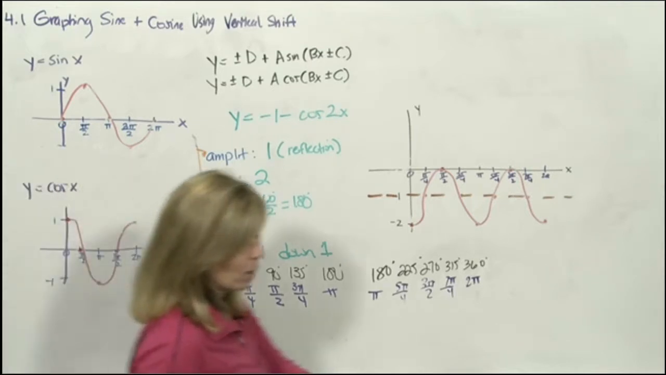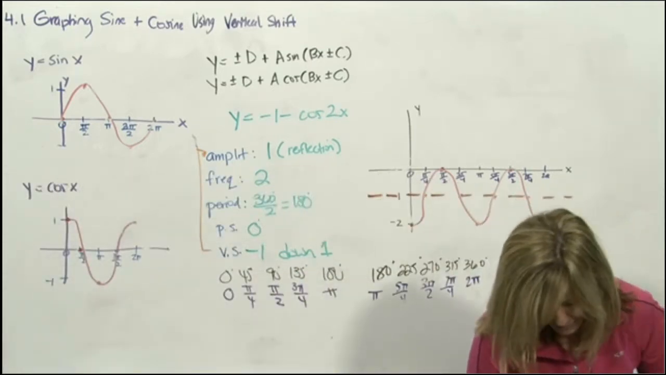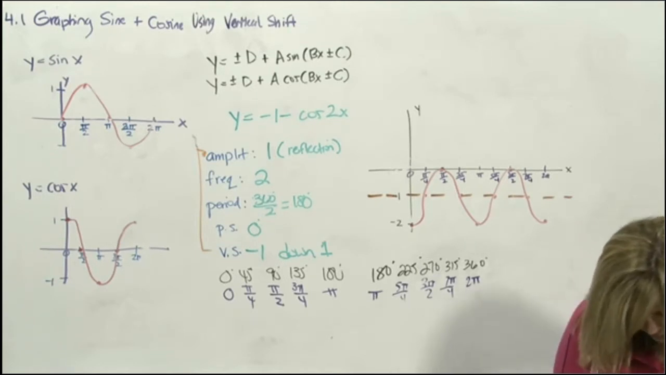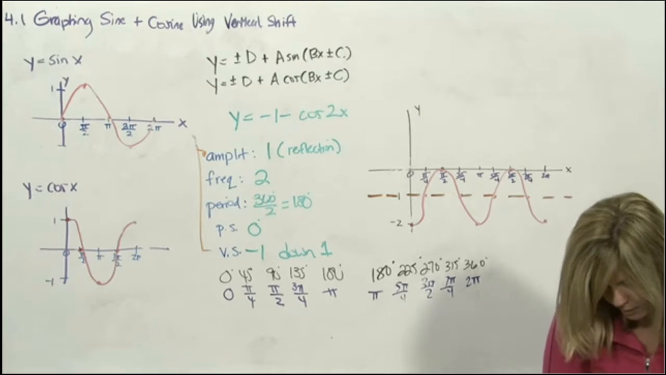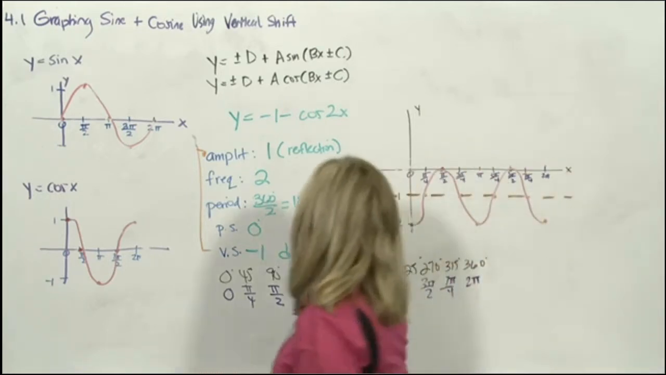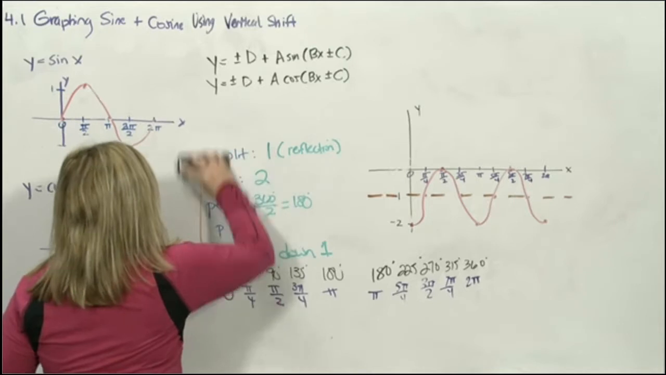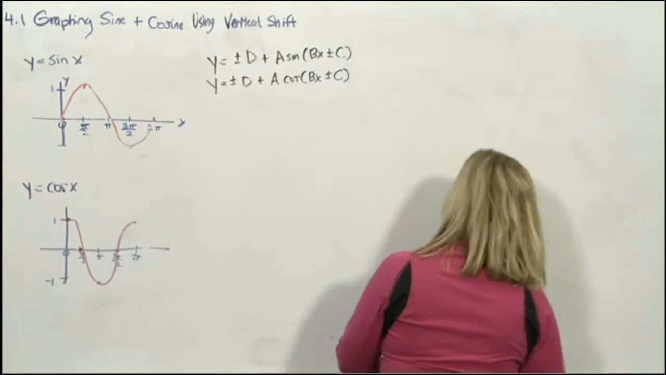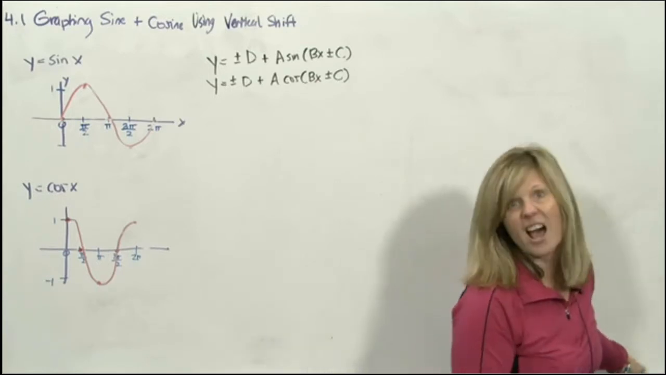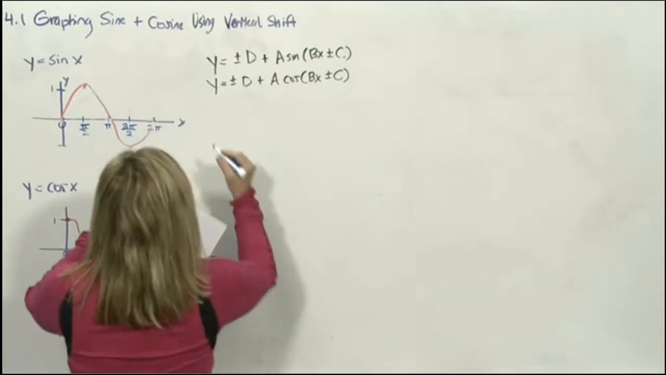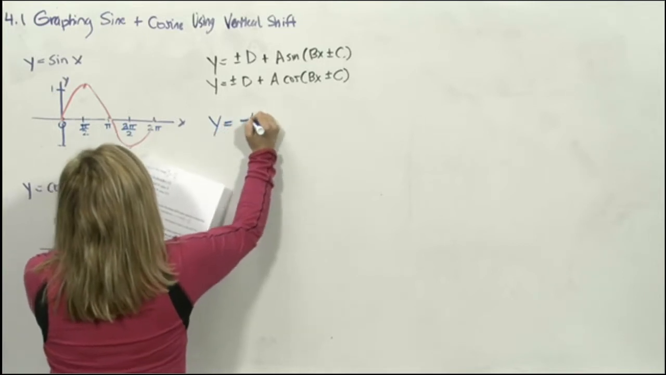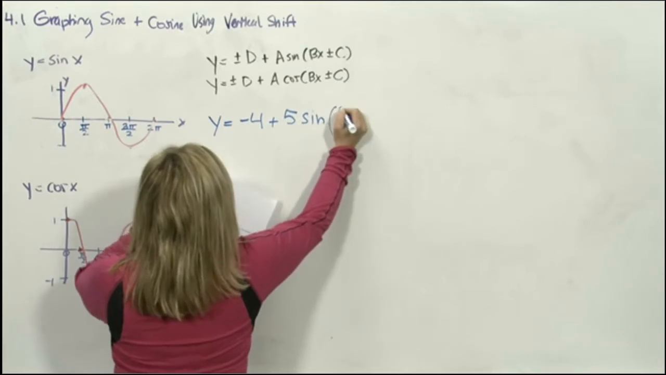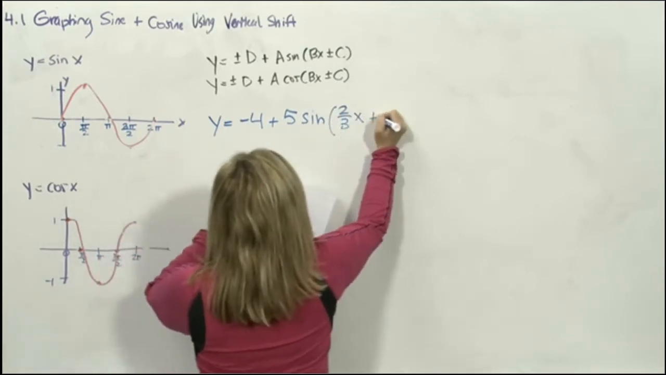All right, we got one more to practice. So let me get our last equation. Okay. Our last equation in our notes is the big one. It's got everything. All right, so let's erase this. All right, you ready? This is the fun. I love this stuff. I think this is so cool. Y equals -4 plus 5 sine (2/3 x plus pi over 3).